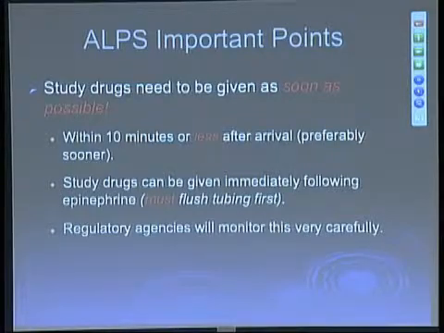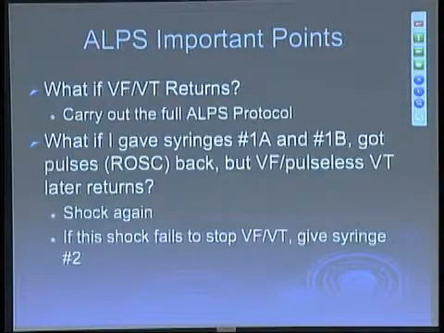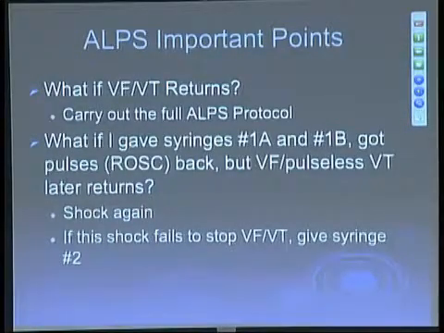Now, the question is, should I give the ALPS before the epinephrine? No. Try to give the epinephrine first. We were trying to follow our standard protocol. If VFib, VTAC returns, you carry out the full ALPS procedure. So your first ALPS procedure for the adult of normal size is syringe 1A and syringe 1B. Then you do a round of CPR. You look back at your machine, and it says VFib still. You shock the patient, and you give syringe 2.